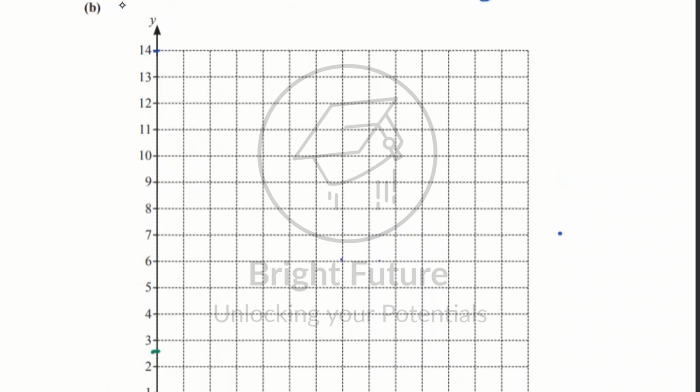Now when you're plotting it, remove the inequalities. Consider them as equal to. The first one was x is equals to 4. Okay, so now x is equals to 4. Now this is greater than or equal to, so it's going to be a solid line.